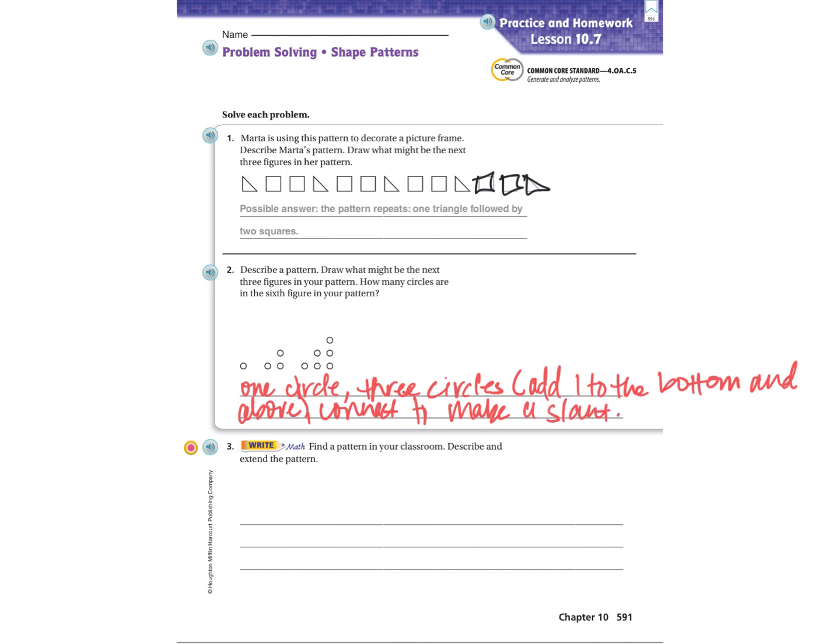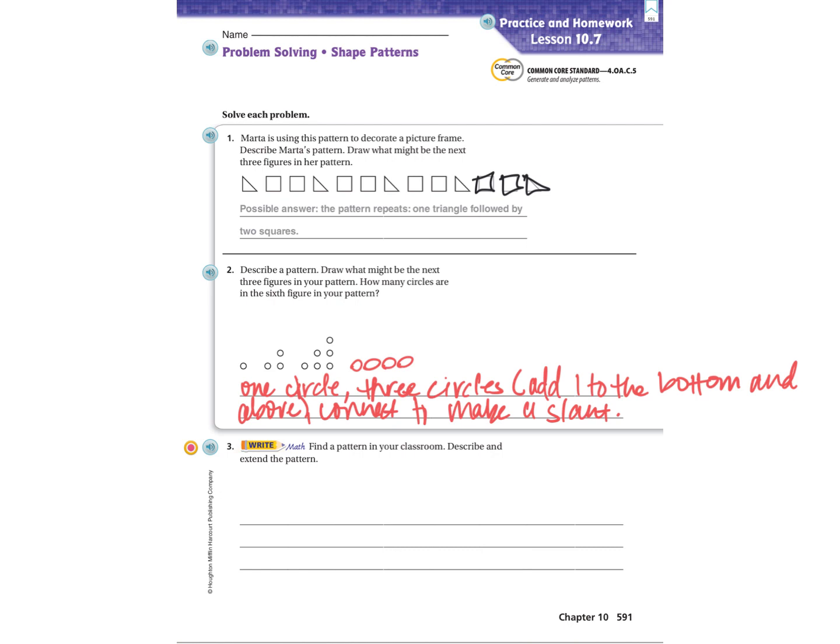No. Okay, it says draw what might be the next 3 figures in your pattern. Okay, so we're not done. We have to draw the next 3. So if this is 3 on the bottom, what's our next one going to be? 4 on the bottom. So 1, 2, 3, 4. And then following our pattern, it says 1 circle, then 3. So we have to do what? Going up.